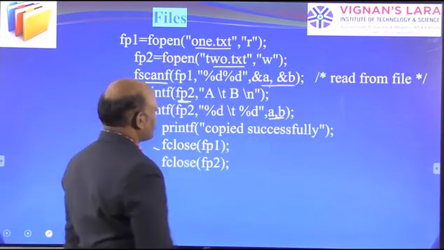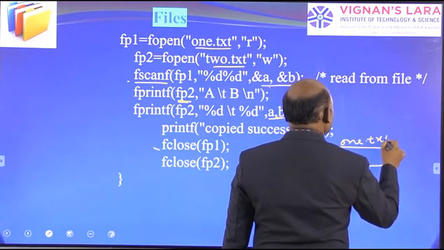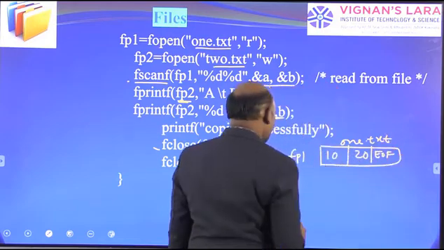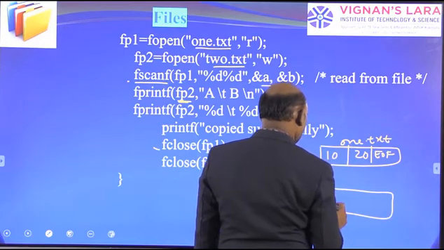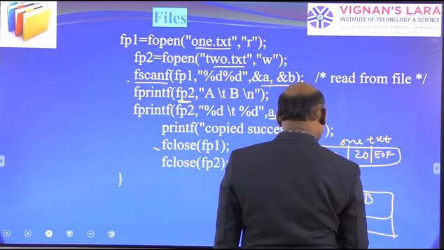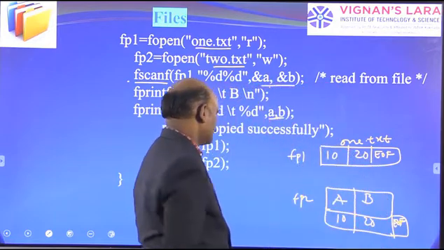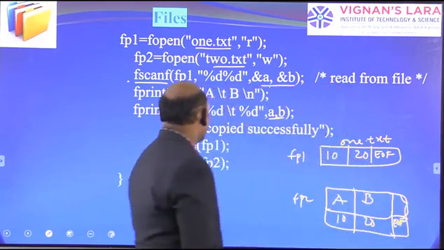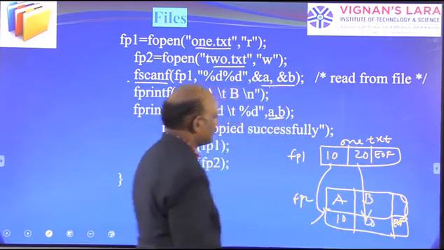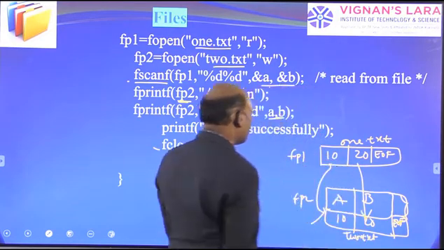Right. See, here first I am opening the file one.txt, right? So the a value is 10, the b value is 20. Next, the file fp2, first I am storing a, b, then the a value is 10, the b value is 20, and the end of file marker. Like this, it will be stored. So the contents of this one.txt file will be copied, 10 and 20 will be copied. This is the one.txt file and this is the two.txt file. Copy the contents of the one.txt file into the two.txt file.